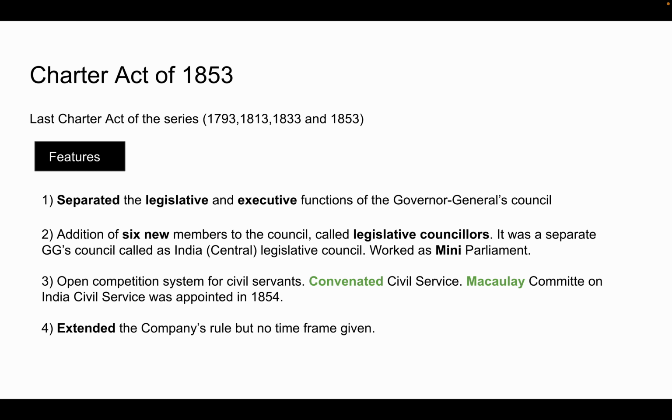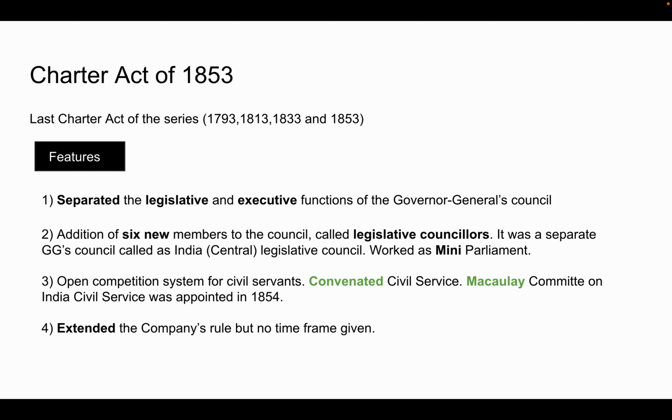So this Charter Act also extended the company's rule, and it basically allowed it to retain the possession of Indian territories, but on behalf of the British Crown. Also, it did not specify any time period. For example, as we have seen in the previous Charter Acts, a time period of 20 years was given. For example, in the Charter Act of 1833, a 20-year period. In the Charter Act of 1813, it extended the trade monopoly of the company in India for another 20 years.